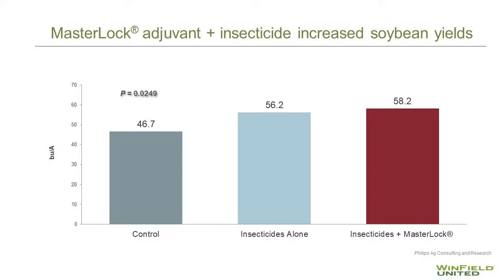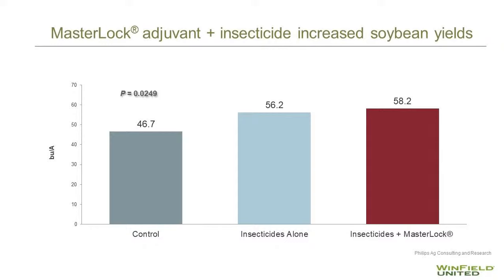And we have another example here from soybeans. Looking at an insecticide application. And this example, just applying insecticide to soybeans by itself, we're getting an increase in yield of about 10 bushels per acre. And then by adding the adjuvant or the MasterLock and getting better coverage on the plant with this insecticide, we're increasing yield by about an additional 2 bushels per acre.